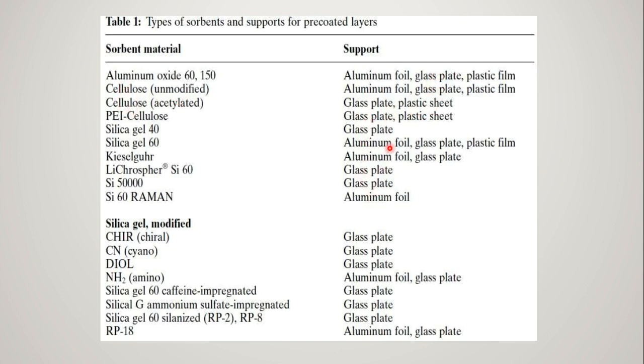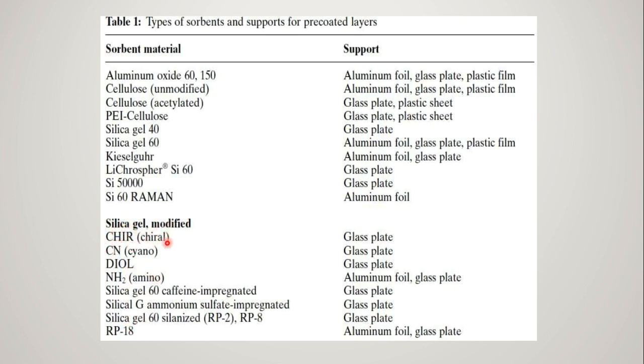So we can see that these types of substances could be easily applied. If our sample is somewhat corrosive, then glass plates or plastic films are better options. So these are all the sorbent materials which are commercially available.